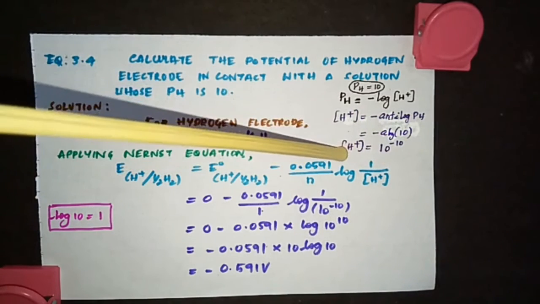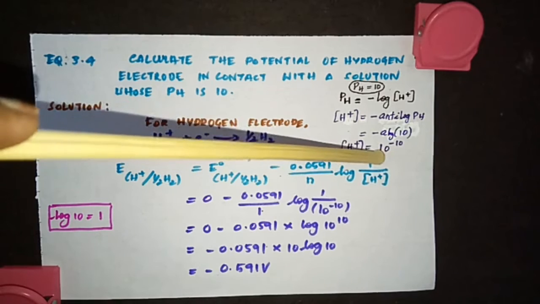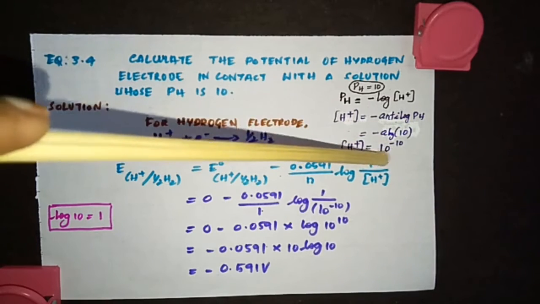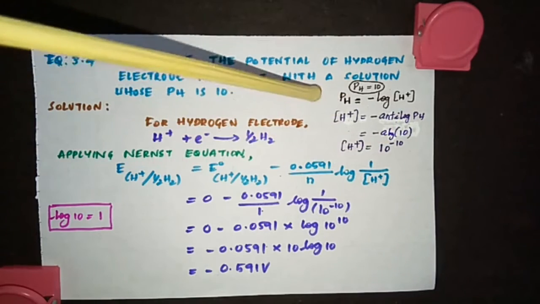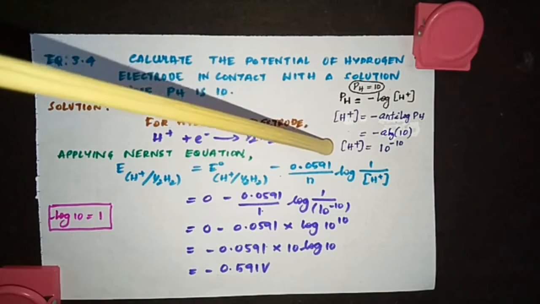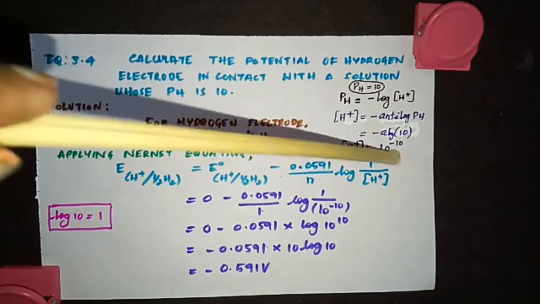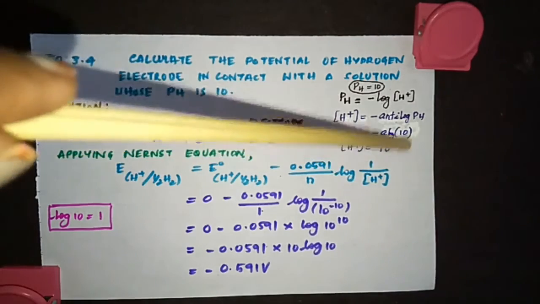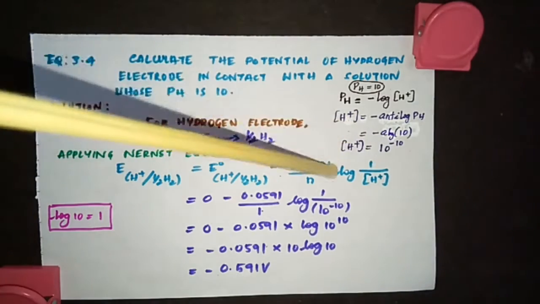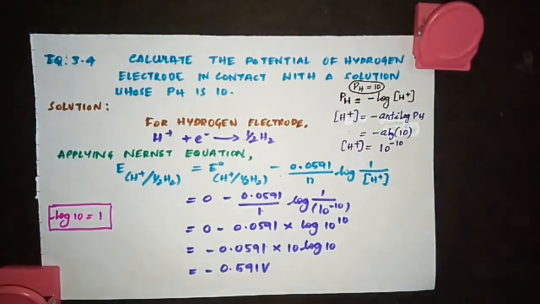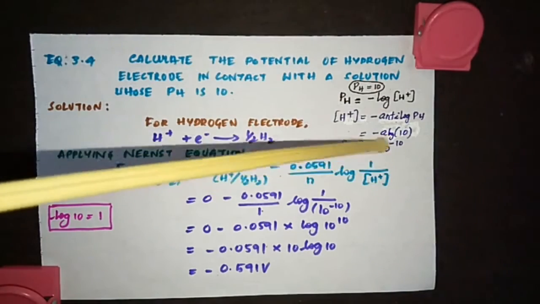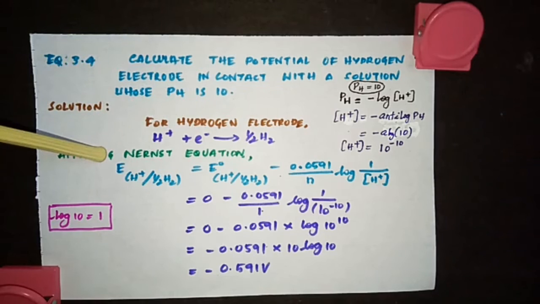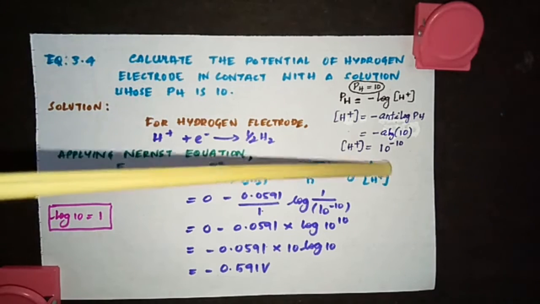So concentration of H+ will be equal to 10 power minus 10. So negative anti-log of 10 will be equal to 10 power minus 10. And in the same way, if you want the negative anti-log of 7, then 10 power minus 7. If you want negative anti-log of 8, 10 power minus 8. So here the concentration of H+ is equal to 10 power minus 10. So when the concentration is not 1 molar, then you apply the Nernst equation. Now the concentration is 10 power minus 10.